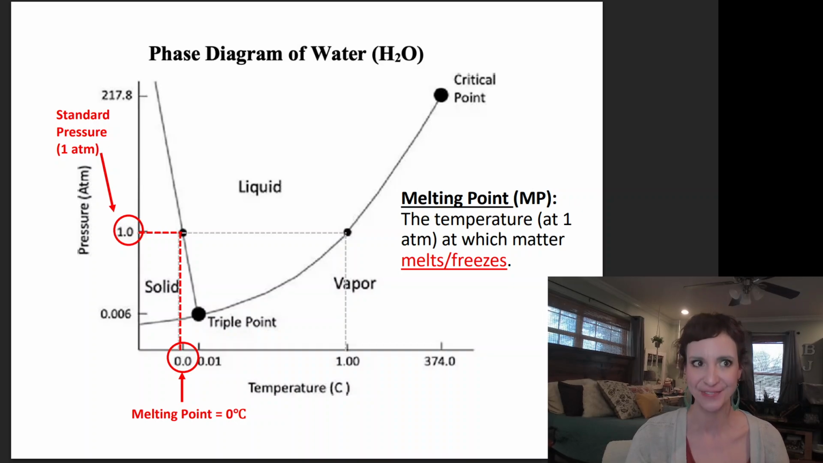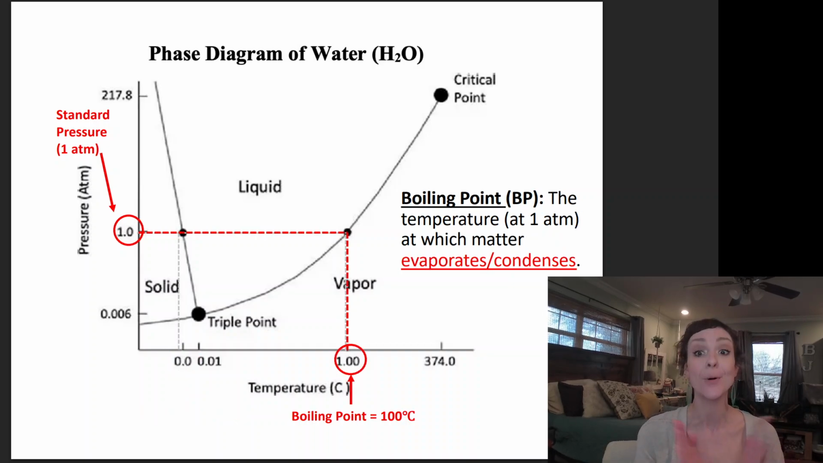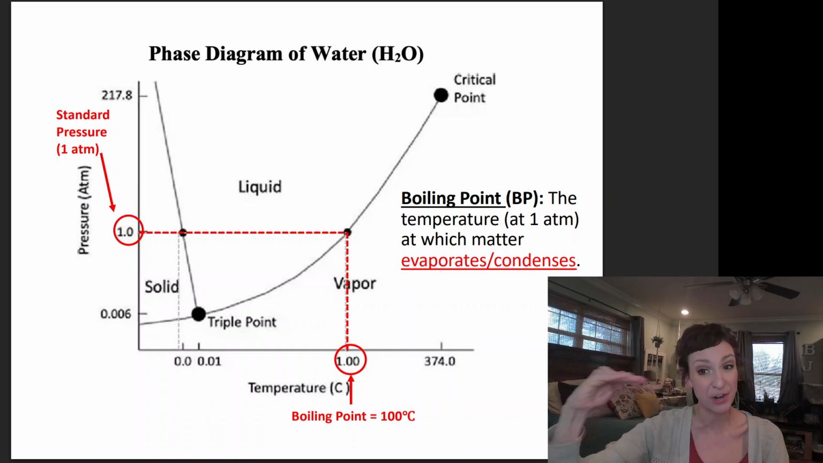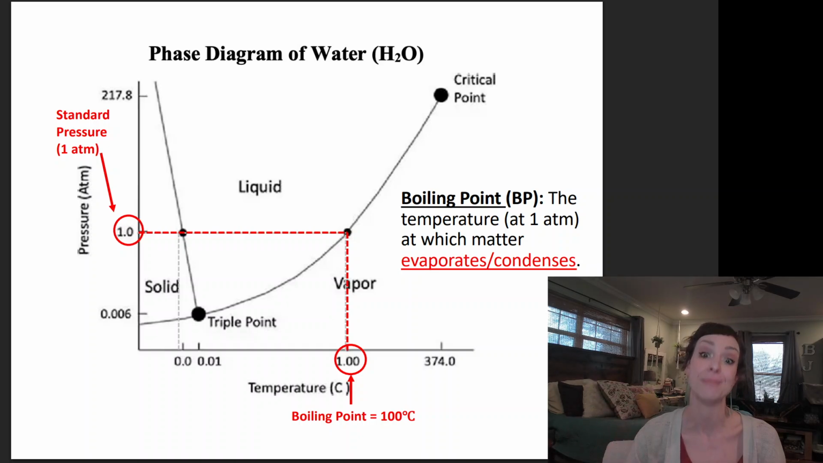Amazing. There is some other point for us to find on this graph. Let's see. A boiling point. Now, it's the temperature at the same 1 atmosphere of pressure, that same 1 atmosphere standard pressure at which your matter will evaporate or condense. So here I'm looking at, well, at what temperature at 1 atmosphere of pressure does it hit this line that divides my liquid and my gas phase? Oh, we hit it here.